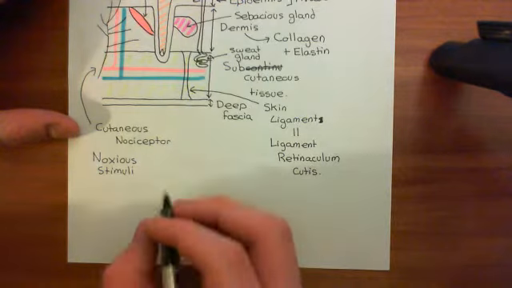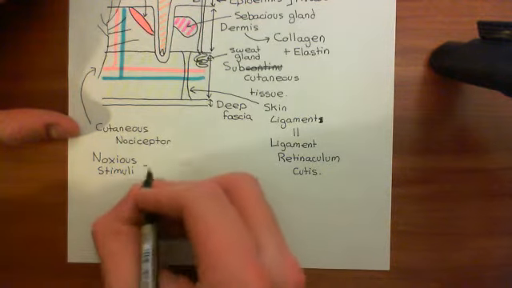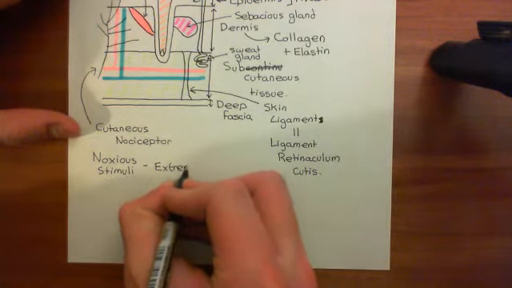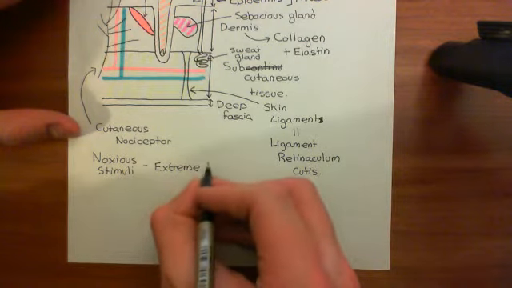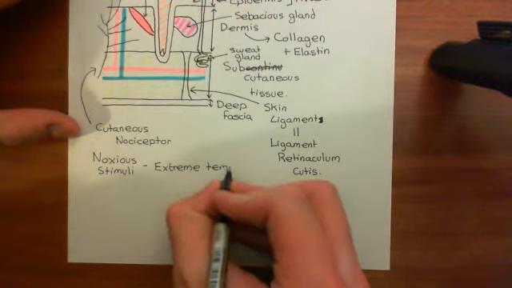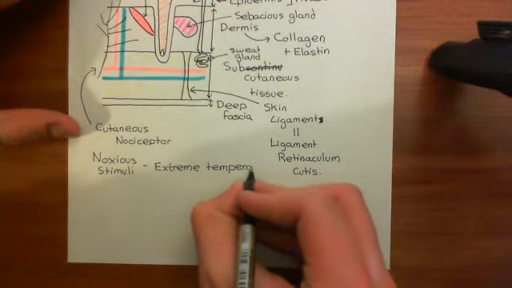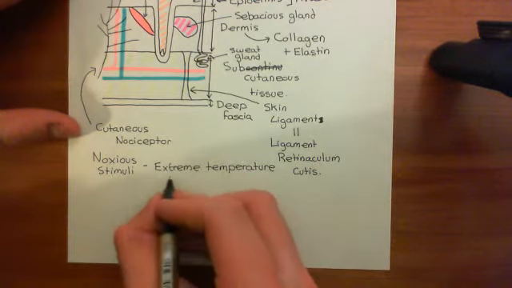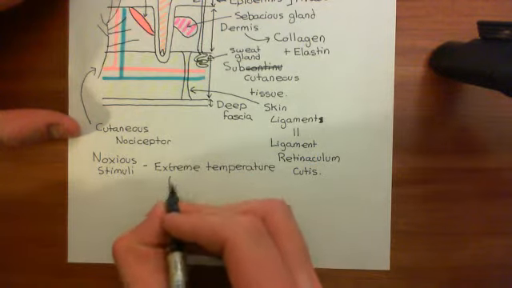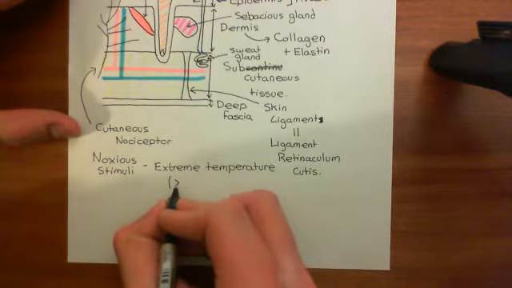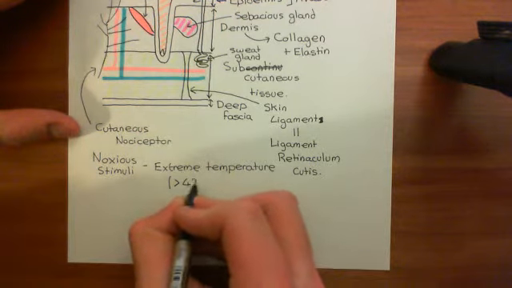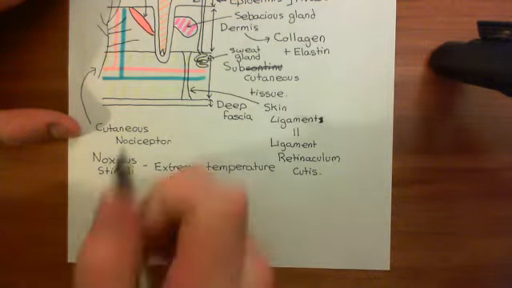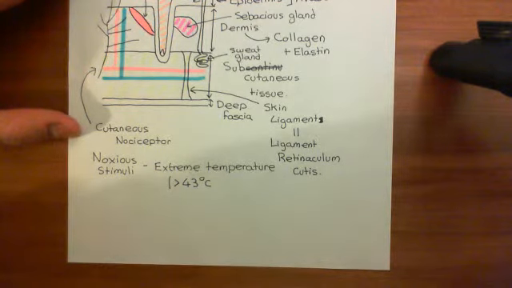Okay, so the extreme temperatures will be our first example of noxious stimuli. Basically, this can either be too hot or too cold. So, what sort of temperatures start to activate our nociceptors? Well, hot is very, very easy. Generally, if you go above 43 degrees Celsius, then you will start to activate your cutaneous nociceptors.